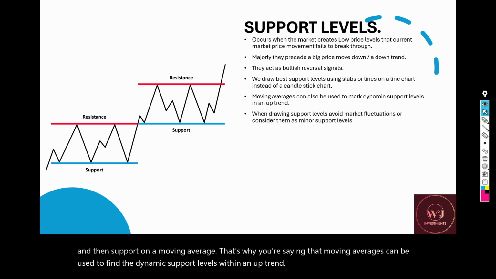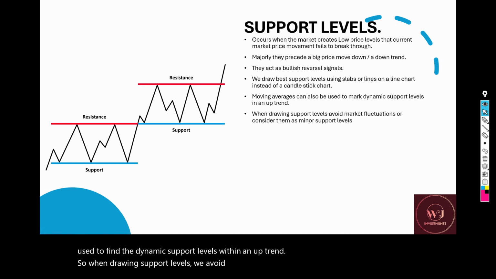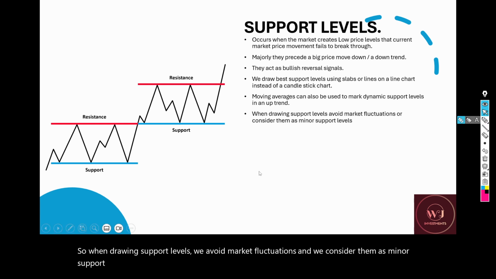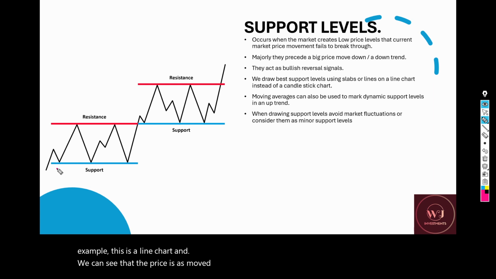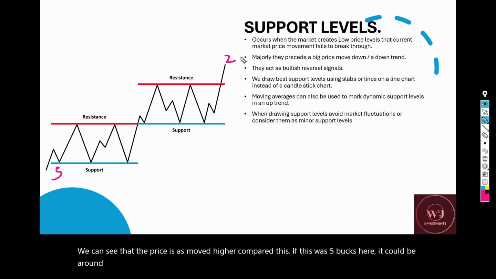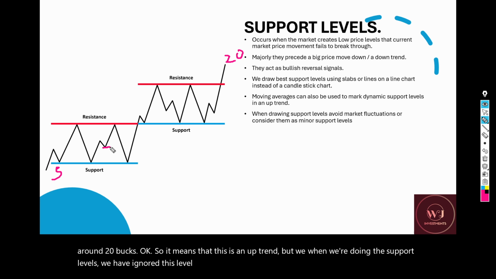So when drawing support levels, we avoid market fluctuations and we consider them as minor support levels. What are market fluctuations? So when you look on this chart right here, so for example, this is a line chart, and we can see that the price has moved higher compared to this. If this was $5, here it could be around $20. Okay, so it means that this is an uptrend. But when we're doing the support levels, we have ignored this level here. This is a market fluctuation.